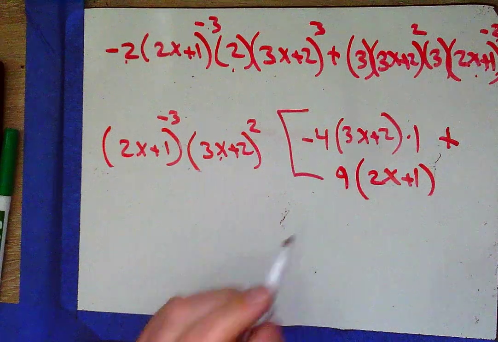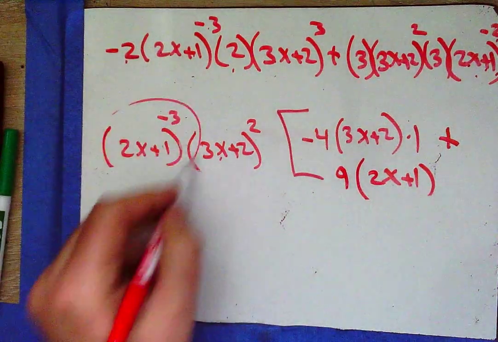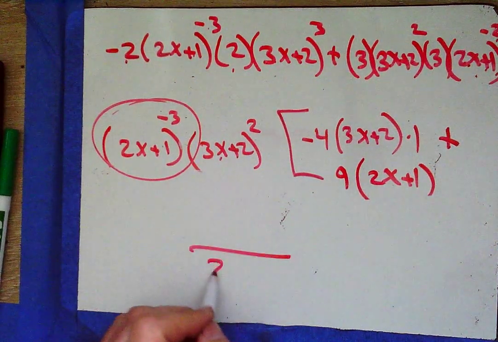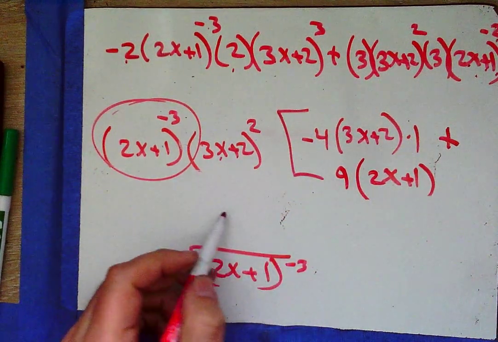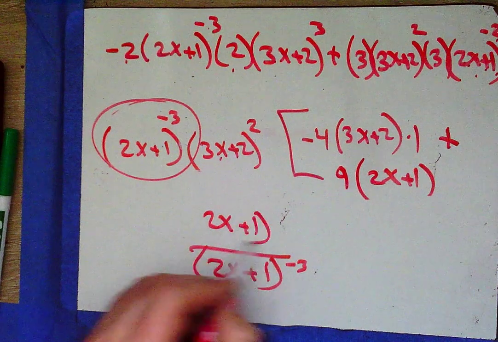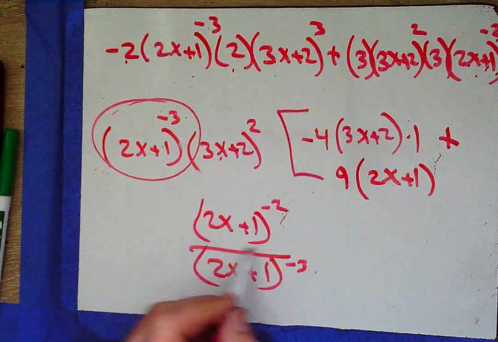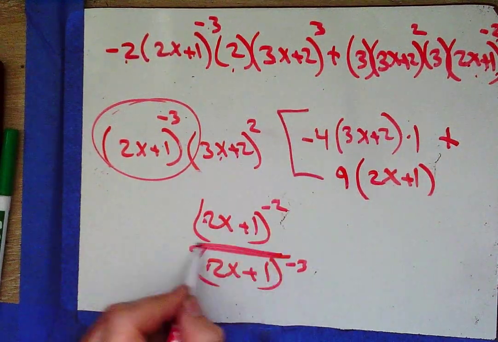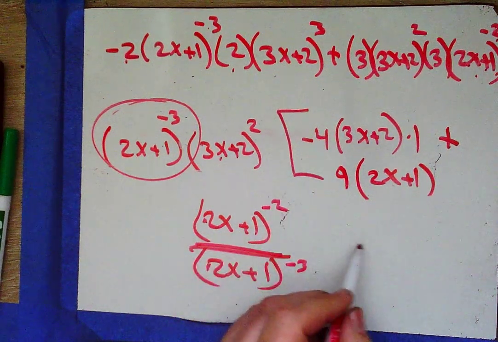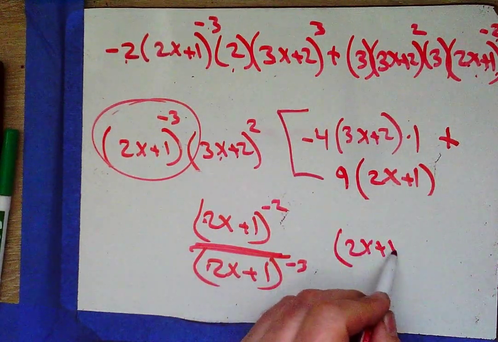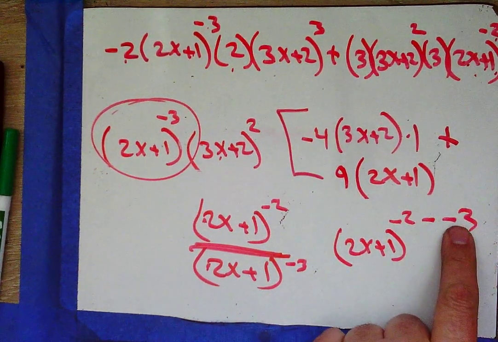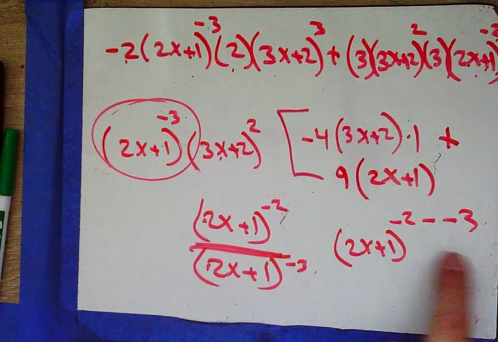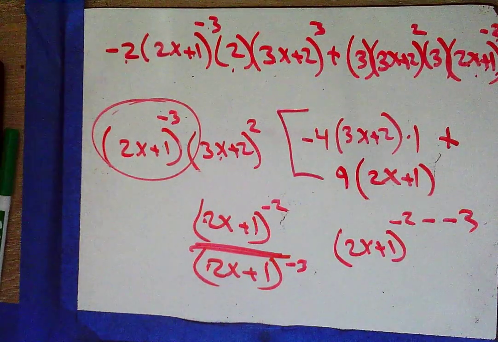So, did you catch that? When I factored out a 2x plus 1 to the minus 3, that's the same as dividing by it. And what was it that I was dividing? I was dividing 2x plus 1 to the minus 2. When the bases are the same and I'm dividing, I can subtract the exponents. 2x plus 1, minus 2 minus a minus 3. I'm subtracting that negative 3 down there, and that's what gave me to the first power.